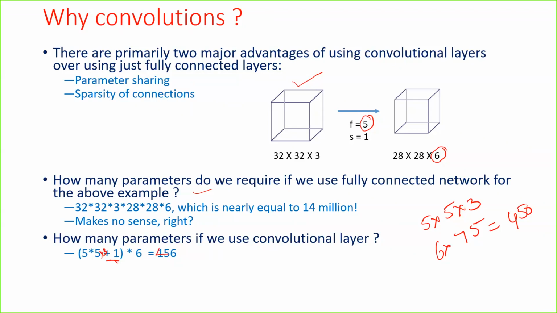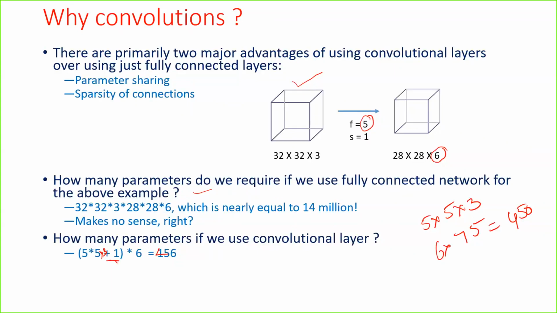Okay, so total 456. Here are some examples of classic networks. What I am trying to mention here is that the number of parameters is very small in a convolutional neural network. I hope that point is clear. Clear, right? Yes, sir.